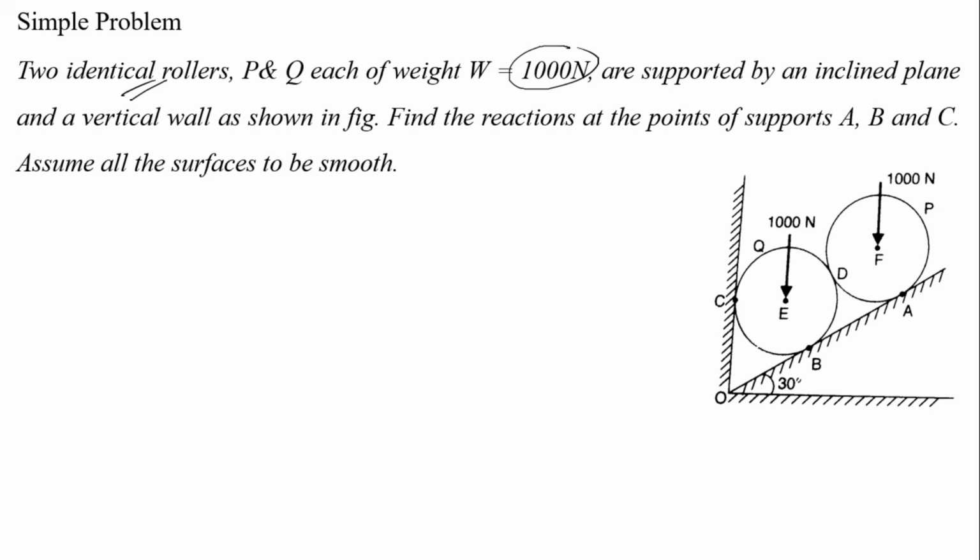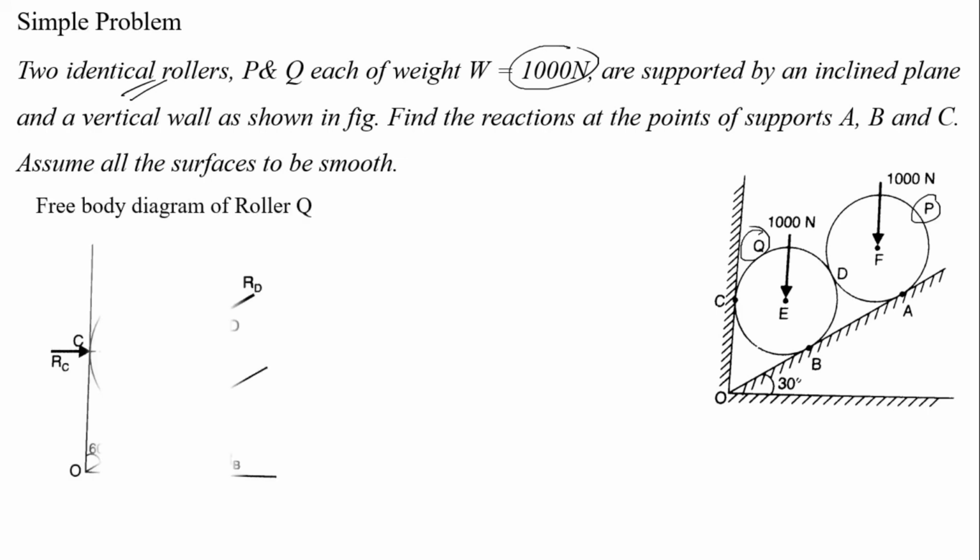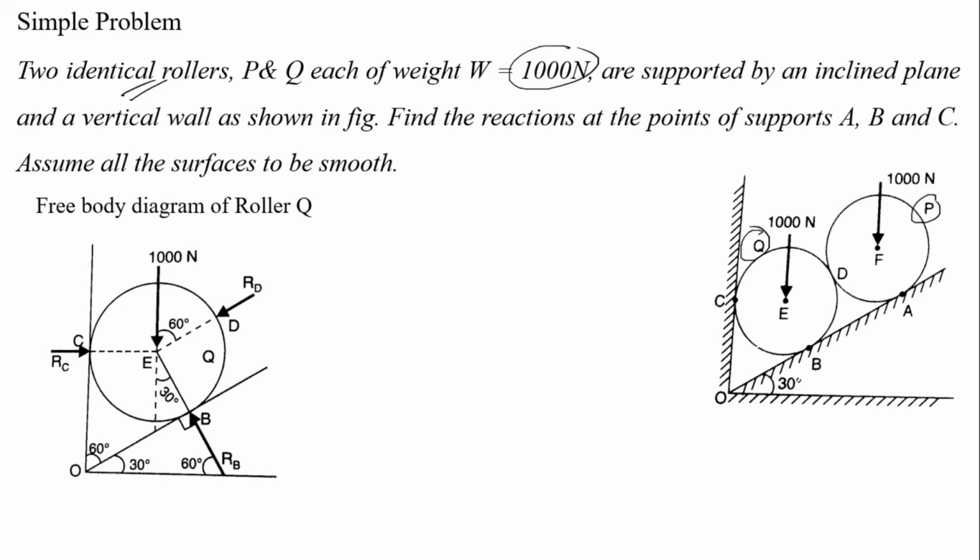So as we discussed earlier, we have to draw the free body diagram for roller Q and roller P. So this is the free body diagram. As I said, how to calculate the degrees. This is the plane which is inclined at an angle of 30 degree. Then the reaction force at point B is perpendicular to the surface. Then draw a vertical line, the same angle as the inclination, then join these. This is 90 degree, and 90 plus 30 is equal to 120, then 180 minus 120 is equal to 60.